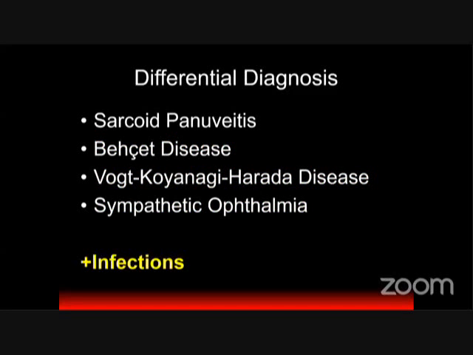Now, panuveitis. I get a lot of referrals that say panuveitis. This is the differential diagnosis of panuveitis. You're basically cornering yourself in sarcoid, Behçet's, VKH, sympathetic ophthalmia, and infection. When you say panuveitis, the differential diagnosis is very narrow. For me to label a patient panuveitis, I have to have a lesion in the back of the eye, whether in the choroid, the retina, or the blood vessel.